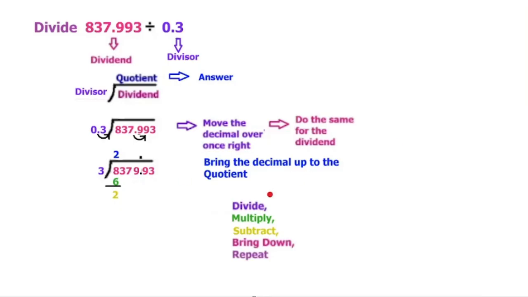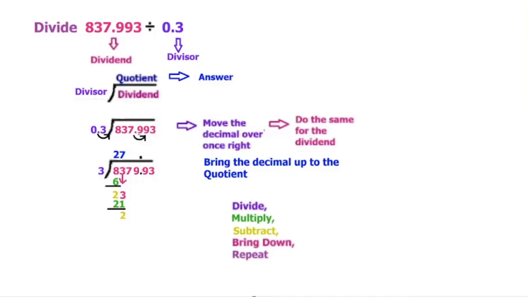Next thing we do is we bring down. So let's bring down our 3 here and let it meet the 2. So now the number becomes 23. And now we divide. How many times does 3 fit into 23? So 3 fits into 23 7 times. So 7 times 3, we multiply now, is 21. So now we subtract, okay? So 23 minus 21 is 2.